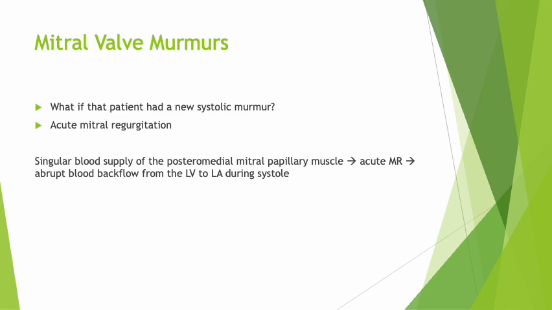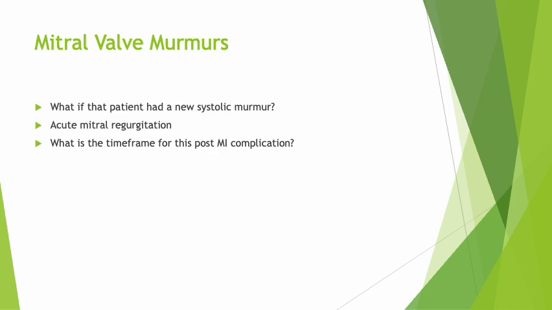And the reason for this is that you have this mitral papillary muscle, which has a singular blood supply. So you can have acute mitral regurgitation if you have a blockage, which is going to cause abrupt blood backflow from the LV to the LA during systole. And what is going to be the time frame for this post-MI complication? The answer to that is going to be acutely, within 5 days.